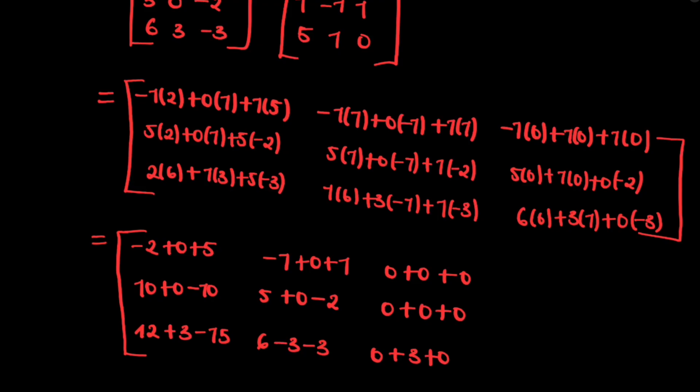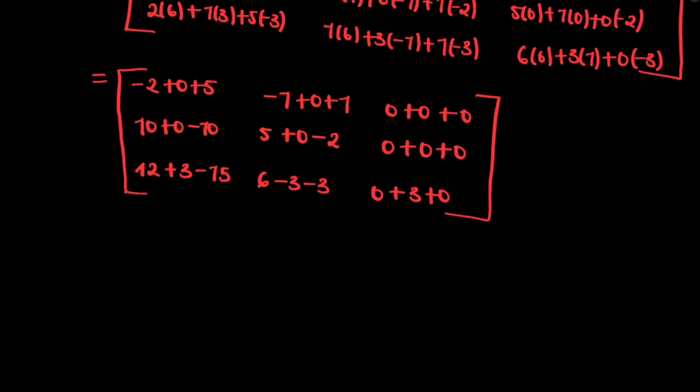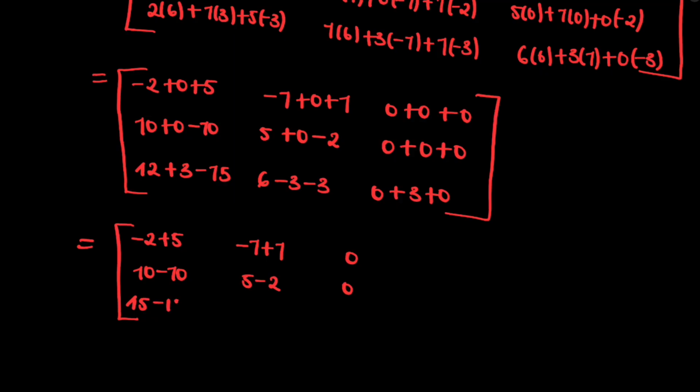Okay, so let's simplify it again. So this is minus 2 plus 5 minus 1 plus 1, 0, 10 minus 10, 5 minus 2, 0. So 12 plus 3, 15 minus 15, 6 minus 6, and 0 plus 3.